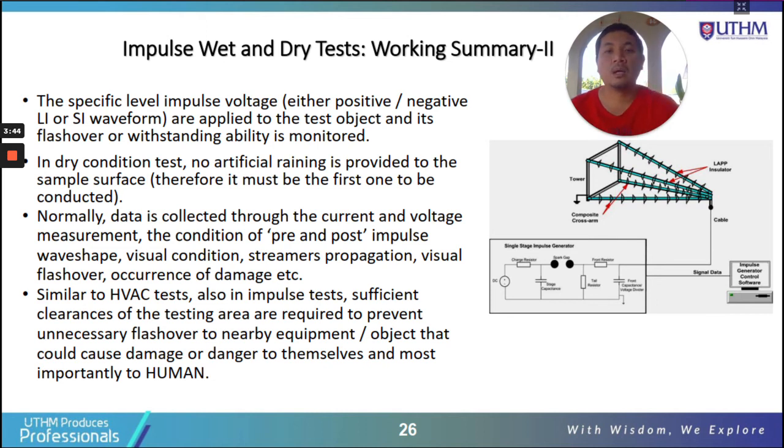All right, so normally data is collected through the current and voltage measurement as usual. We need to measure the condition of the pre and post impulse wave shape. Of course we need to check the visual condition as well, any streamer propagation, visual flashover, occurrence of damage, and so on. Besides voltage and current, we also have to do visual monitoring.